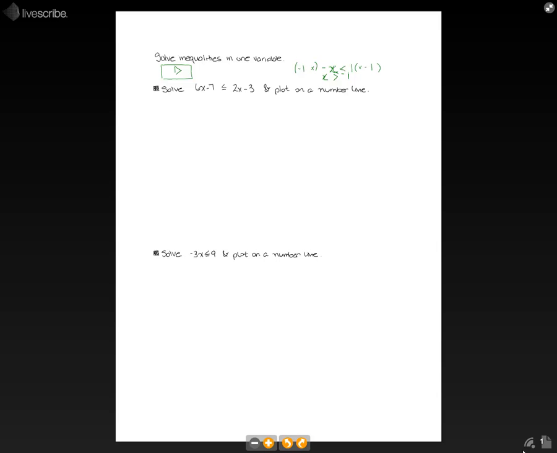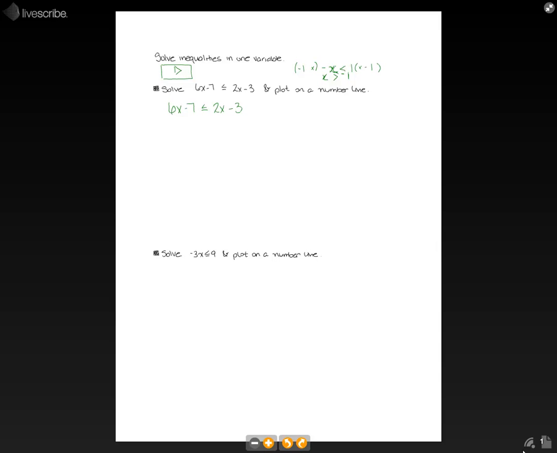So let's do the first one. We're asked to solve 6x minus 7 is less than or equal to 2x minus 3, and then plot this solution on a number line. The first thing you're going to want to do is solve for the variable x, much like we solve for the equation form of this, and then plot it. If we pretend that this inequality is just an equal sign, we can do a couple of things. First, let's rewrite this so we have it.